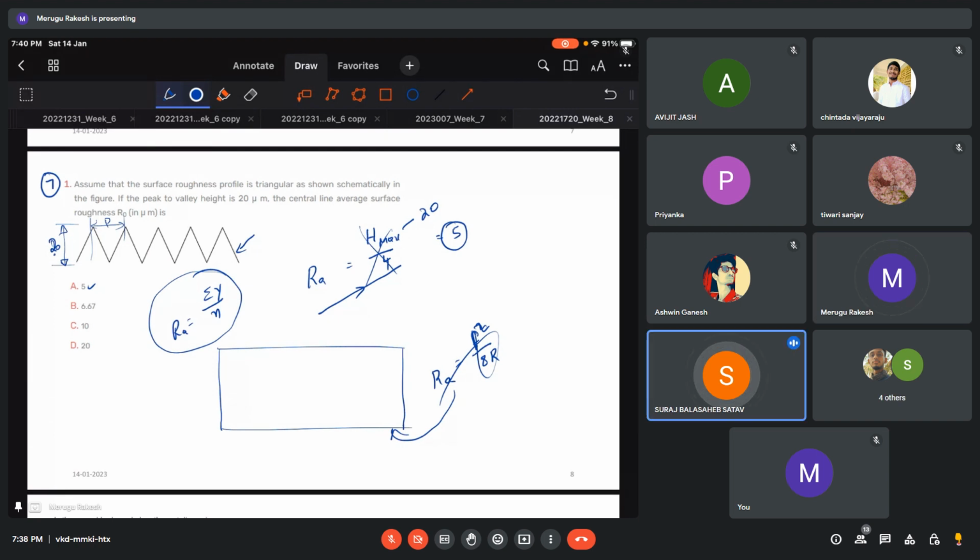These are a summation of means, just the single area of the triangle divided by its base. You should take a central line everywhere. Then you should calculate this, the peak height, which is 10 in this case.